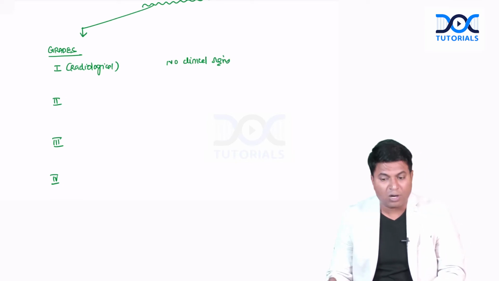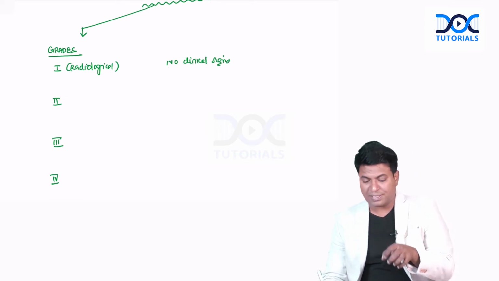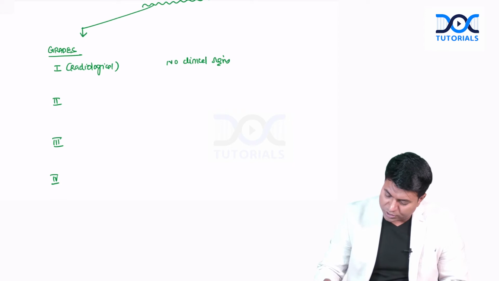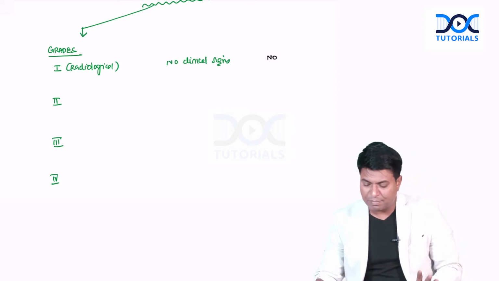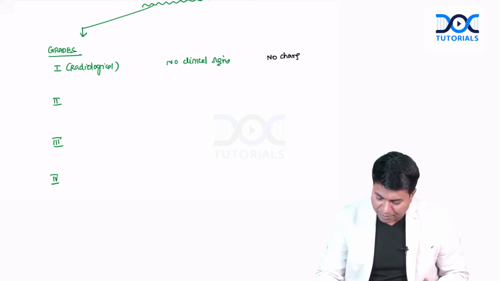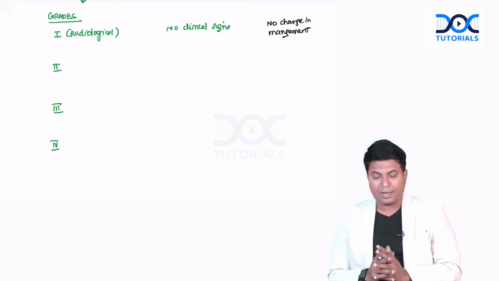We usually do a contrast study. That contrast study shows this leak. That is known as grade 1. So no change in treatment, no change in management. Just continue the same treatment. No change in management needed for grade 1 radiological leak.